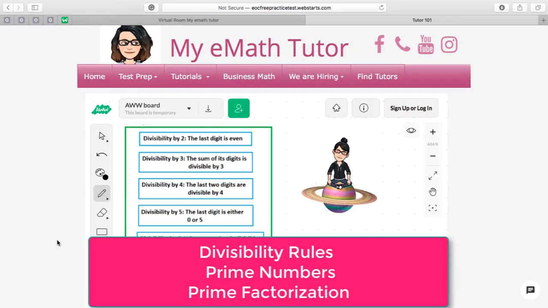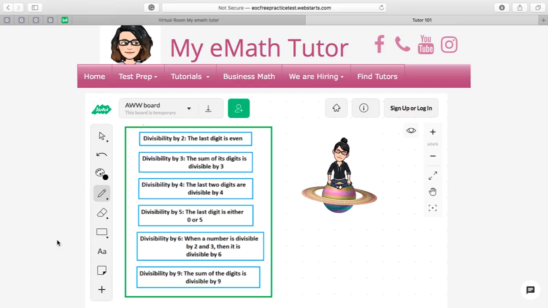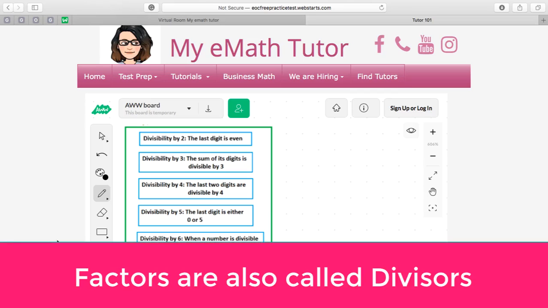Hi guys, welcome back. Today let's talk about divisibility rules. The divisibility rules are very important because they are going to help you to find the prime factors. It's also going to help you to find the divisors, sometimes they call them like that. So let's talk about divisibilities and let's just do some examples.